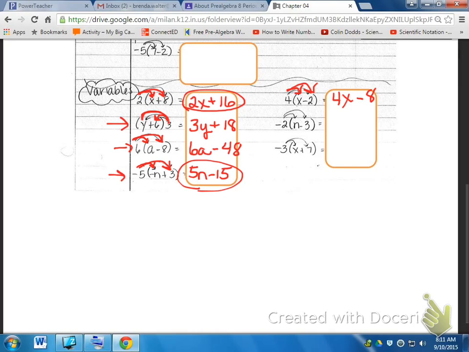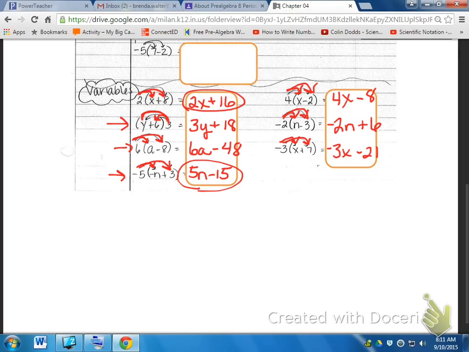Couple more. Negative 2 times the quantity n minus 3. Tori, negative 2 times n. Negative 2n. And negative 2 times negative 3 is plus 6. Last one. Somebody else that didn't get a ticket yet. Dakota. Negative 3 times x. Negative 3x. And negative 3 times 7. Negative 21. Questions about that?